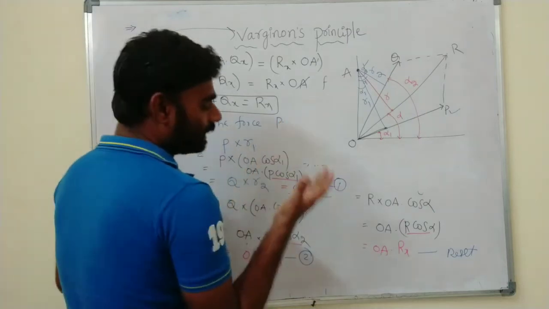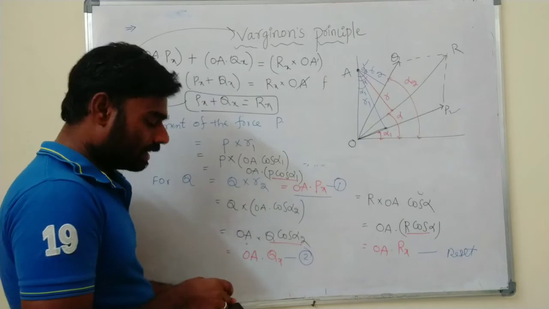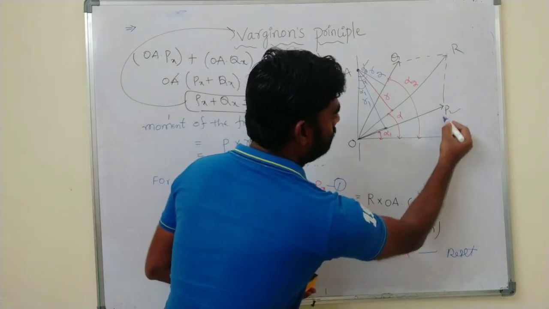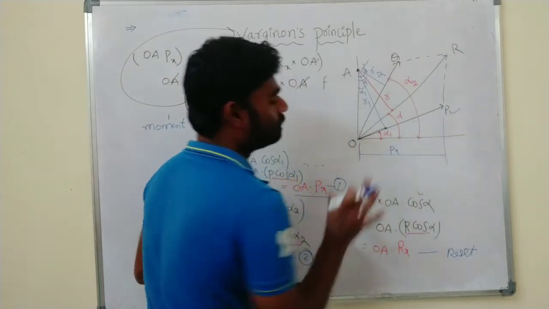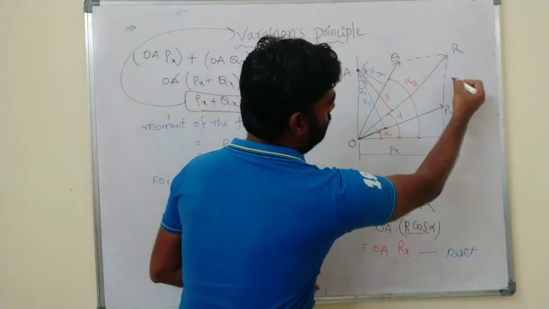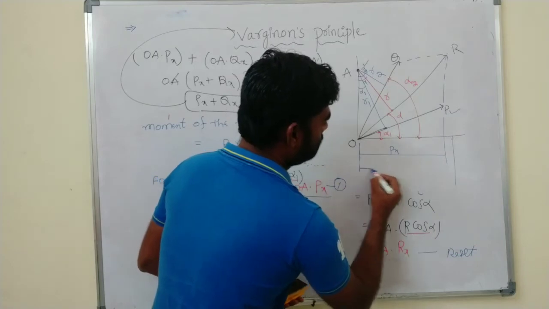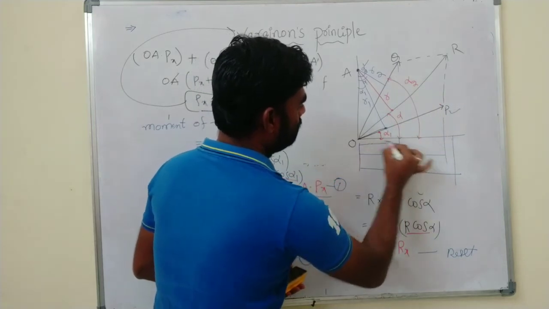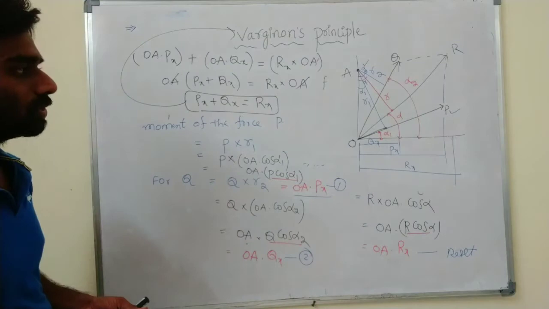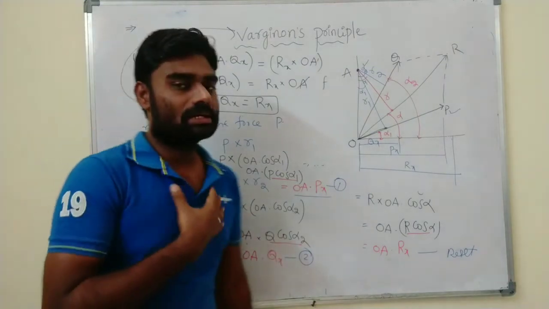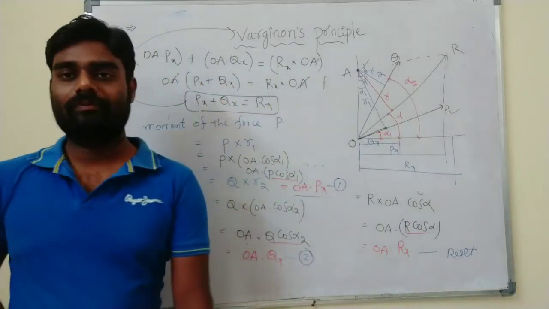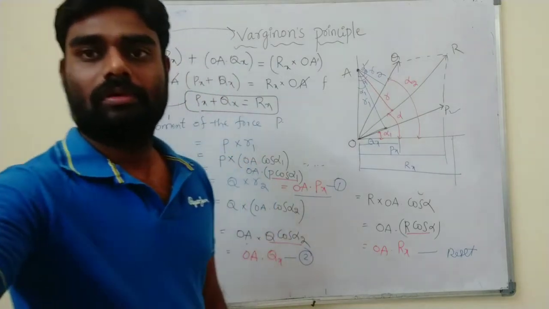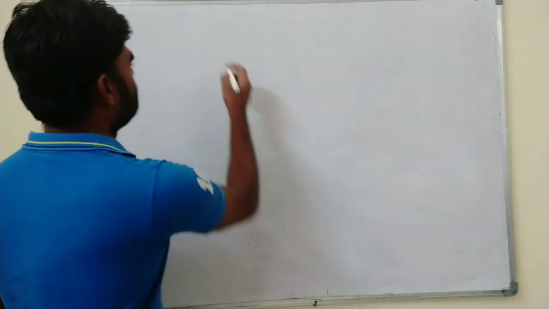But where is Px in the diagram? See here, from here to here is Px. This position is Px. The next one is Rx, this one is Rx, then Q, this one is Qx. So Px, Qx and Rx. This is the statement and derivation of Varignon's principle. This is very important. Clear? Next one is parallel forces.